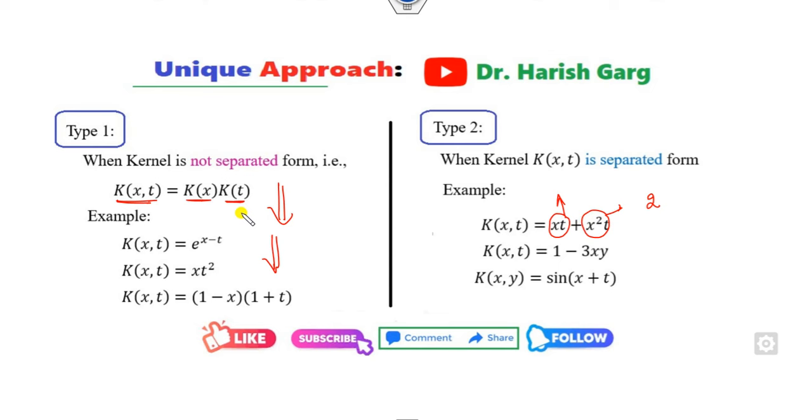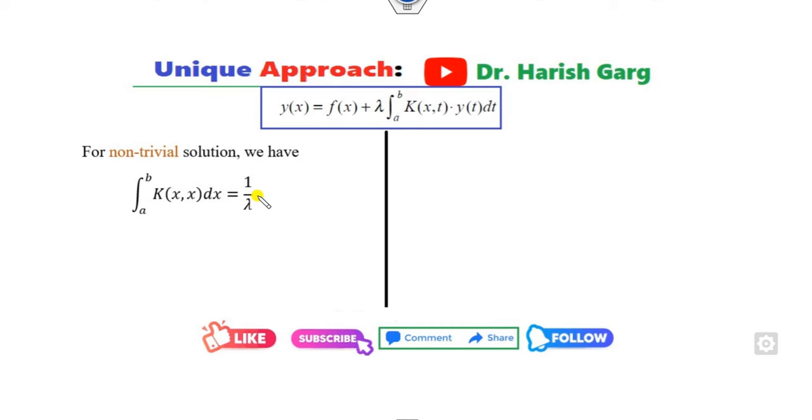Now, the first thing is whether you have a non-trivial solution or a trivial solution. There are two cases. The first case is whenever you have a kernel, you integrate it over the limits a to b. If it is equal to 1 over lambda, then we can say it's a non-trivial case. However, if this is not equal to 1 over lambda, then we call it the trivial solution, or you can say the unique solution. And once you know it's a unique solution, how can you find it?